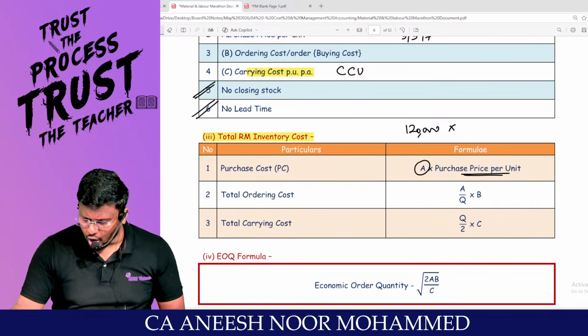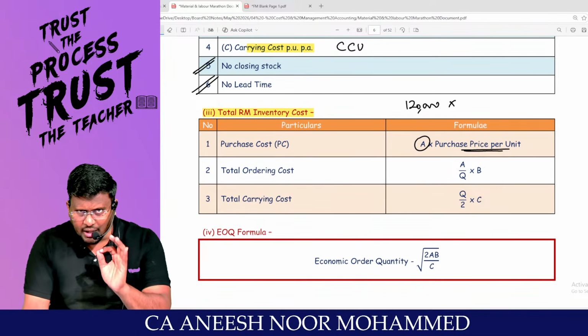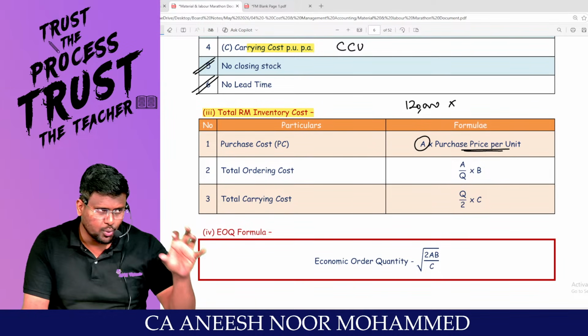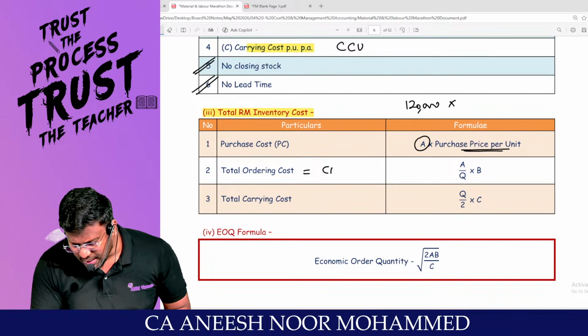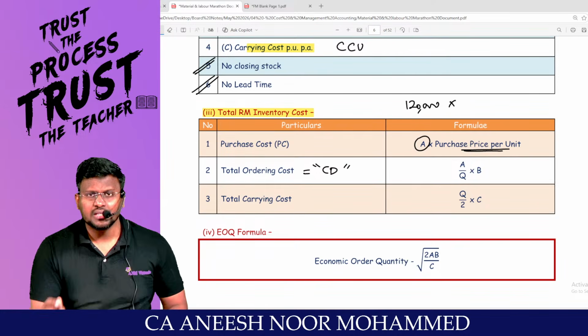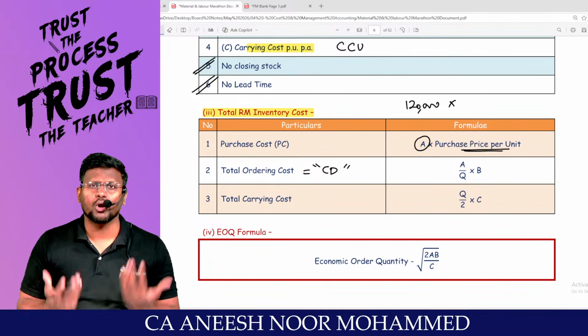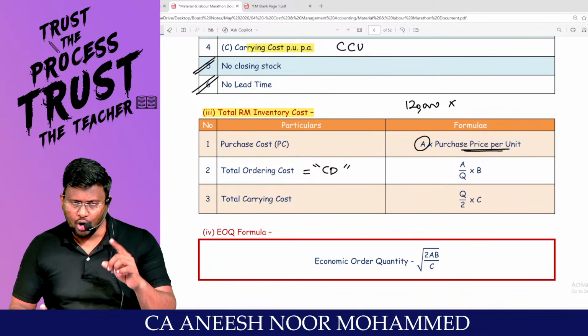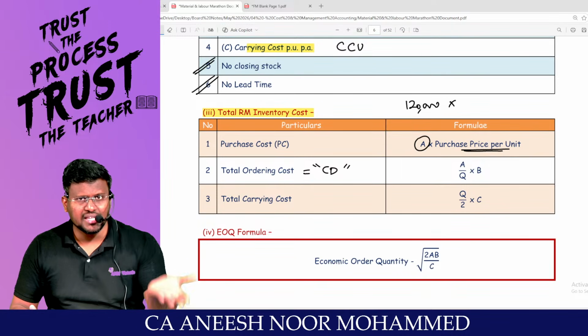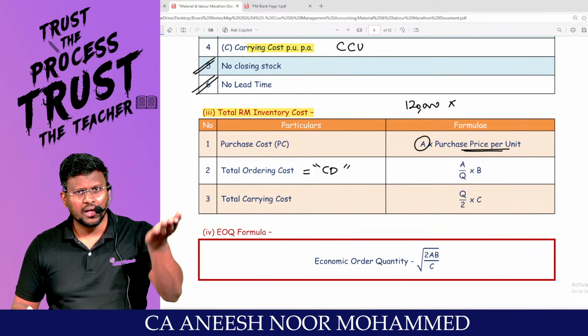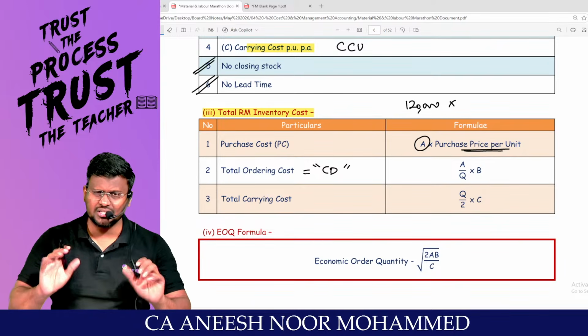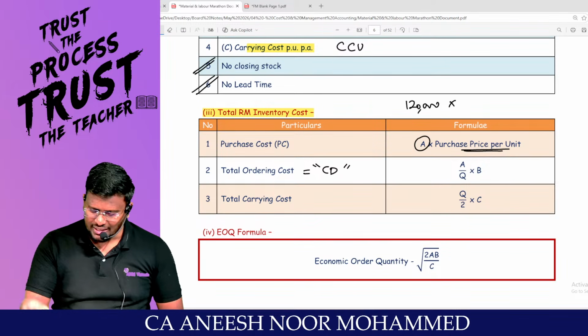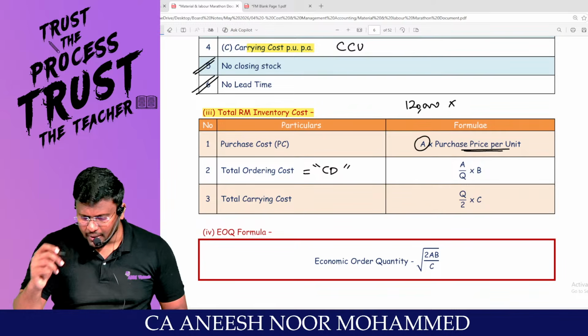And total ordering cost is the cost I am going to incur. That depends upon my cost driver. Sir, what is the cost driver? Number of orders. For example, if the number of orders increases, ordering cost increases. If the number of orders decreases, ordering cost decreases. Sir, what is the cost driver for the number of orders?